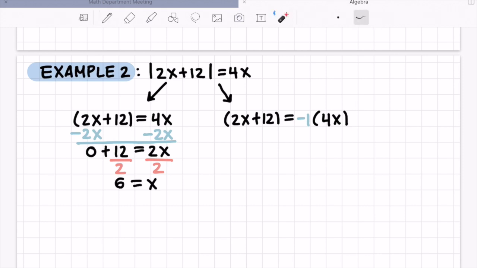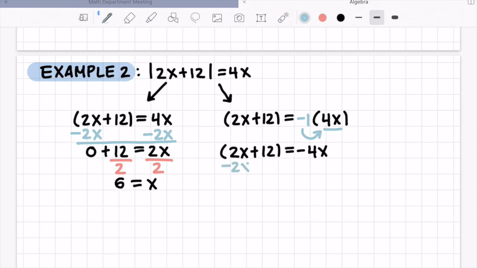Next one is over here on this side. So I'm going to first distribute my negative 1 to our 4x. And when I do that, I get 2x plus 12 equals negative 4x. So I still see that the only like terms are 2x and negative 4x. I'm going to combine them together by subtracting 2x on both sides.